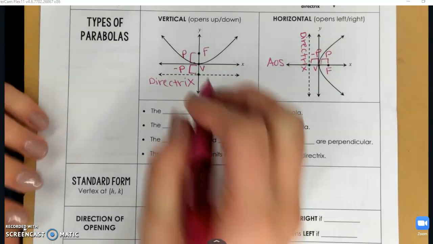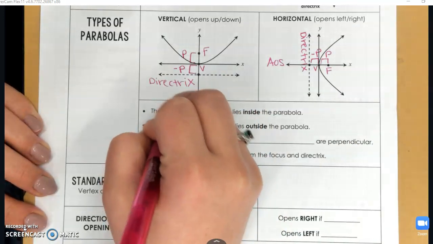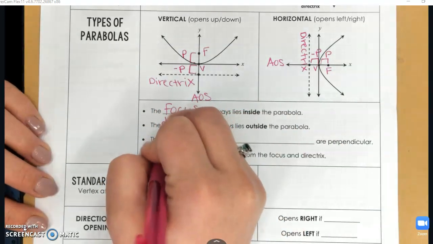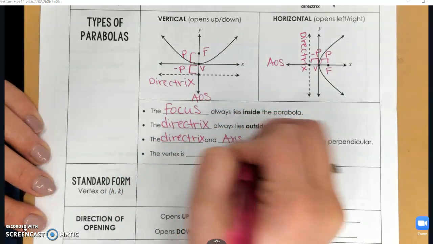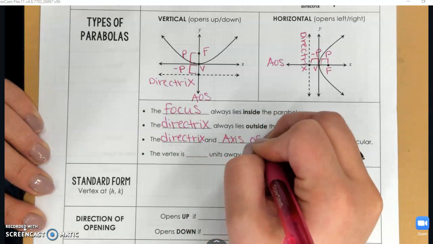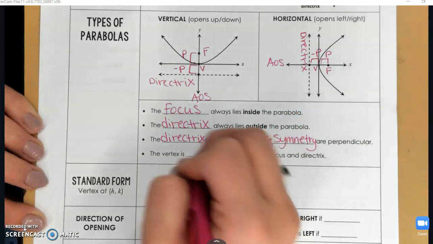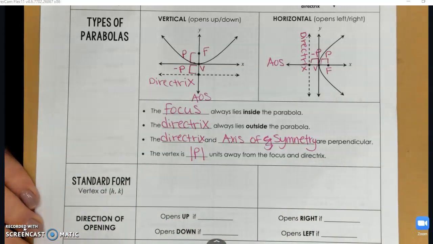So, as I've said, the focus always lies inside the parabola, and the directrix is outside. And our directrix and our axis of symmetry are perpendicular. And then the vertex is the absolute value of P away from the directrix. And we say absolute value because the sign of P, being positive or negative, tells us what direction the parabola is opening. So let's look at standard form for our equations.